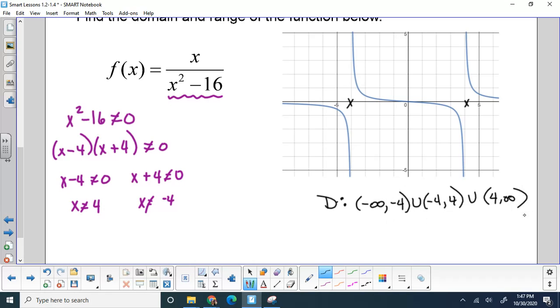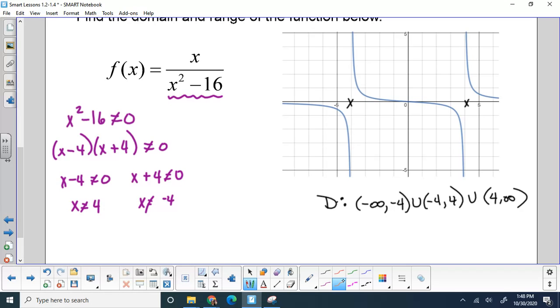Now, we haven't seen it where we've had 3 chunks of interval notation before, but we use the same type of notation we learned with inequalities earlier this year, using that union symbol to indicate the 3 areas where the graph exists.